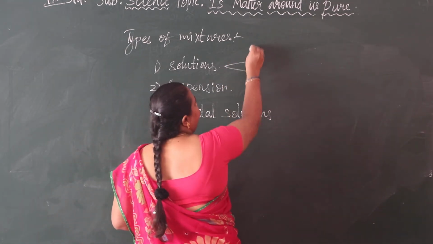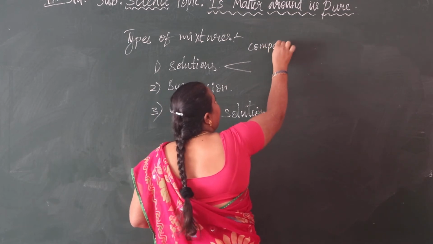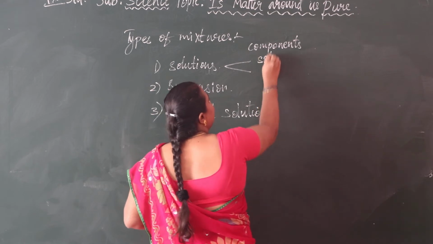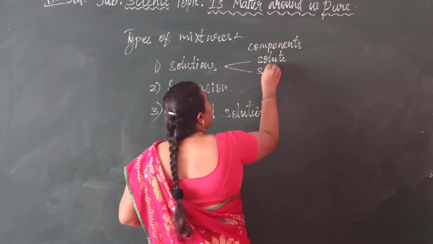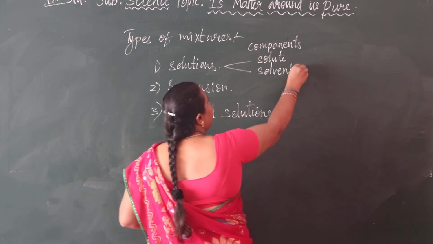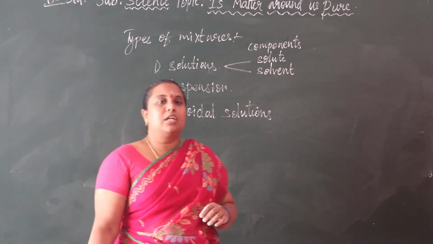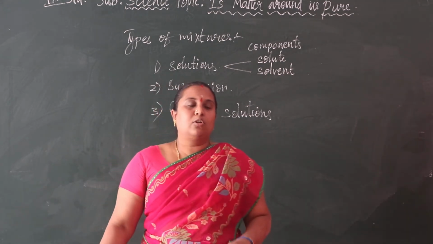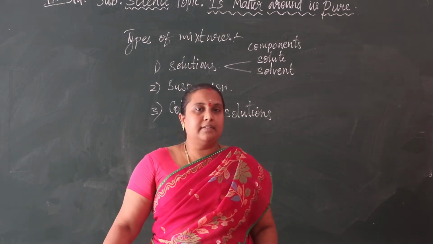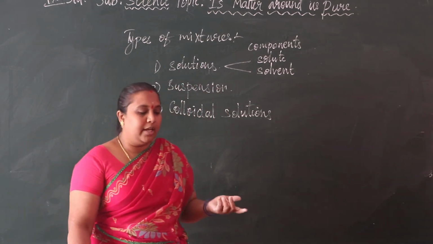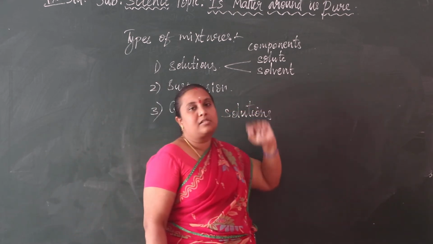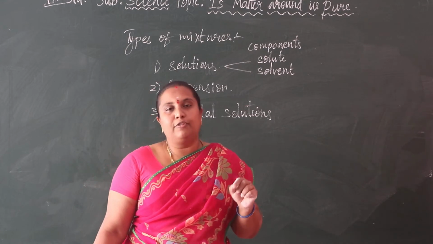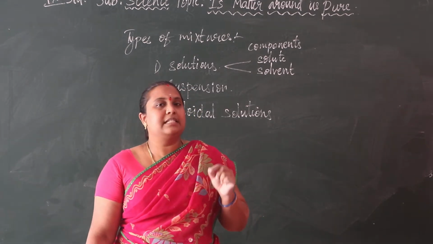What are those two components? Solute and solvent. What are the two types of components in a solution? Solute and solvent. What is meant by solute? The component which is dissolved in the other component. The other component is the solvent. So the solute fully dissolves in the other component, that is the solvent.